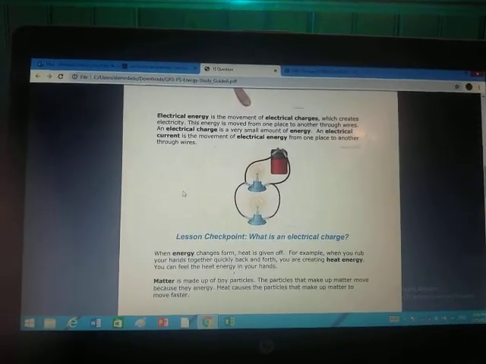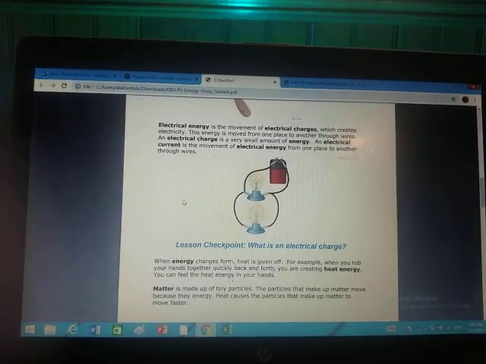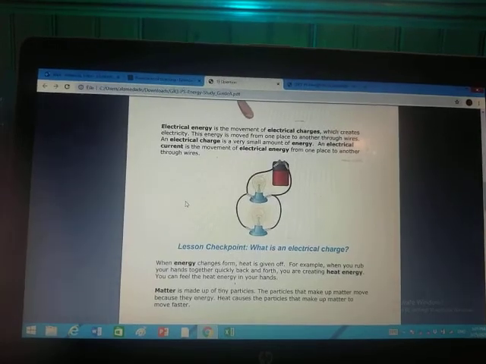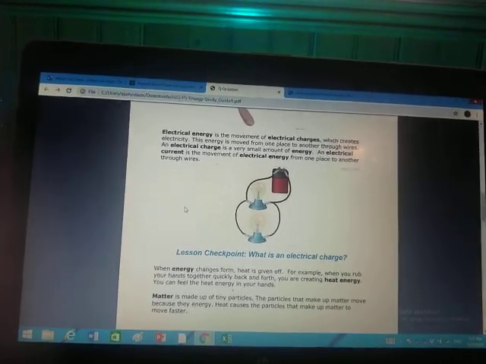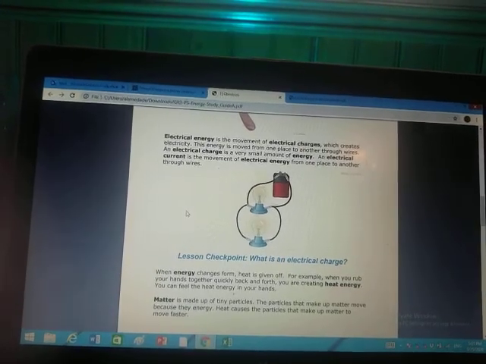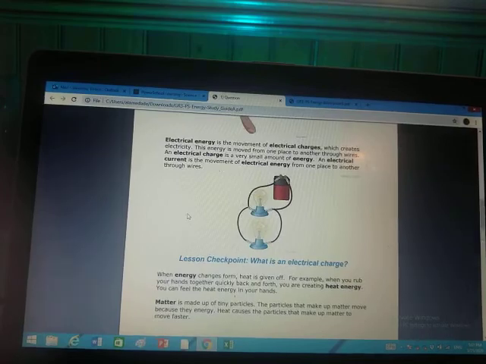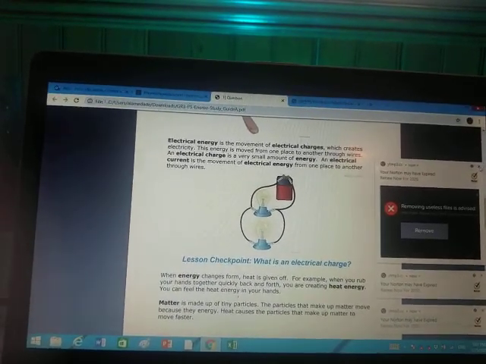Electrical energy. Electrical energy is the movement of electrical charges, which creates electricity. This energy is moved from one place to another through wires. An electrical charge is a very small amount of energy. An electrical current is the movement of electrical energy from one place to another through wires.